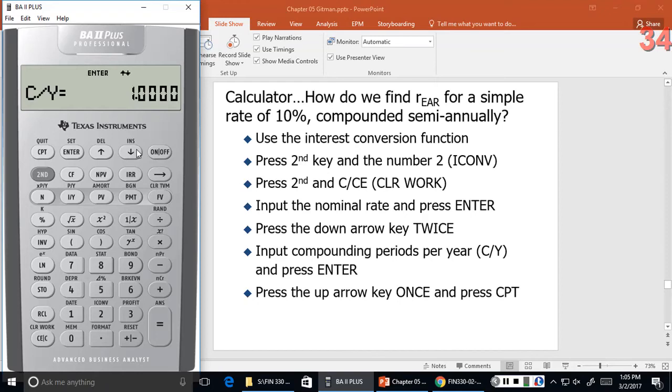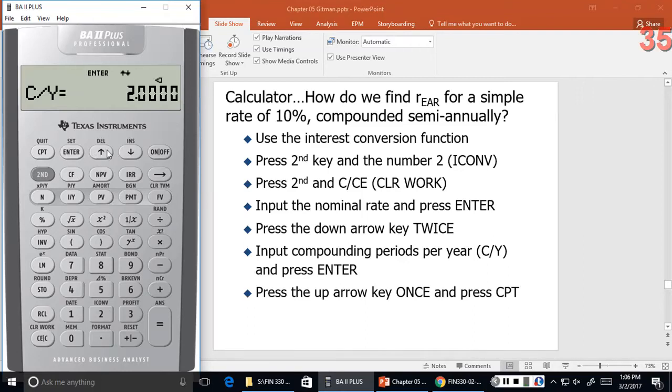It's asking now for the compounding periods per year. If it's annual, compounding will be 1, but we know what the effective rate would be. If it's annual compounding, it's going to be the same as the nominal rate. If it's semi-annual, it would be 2. If it was daily, it would be 365. So we just enter the correct number here. In our example, it was semi-annual compounding, so that's 2.